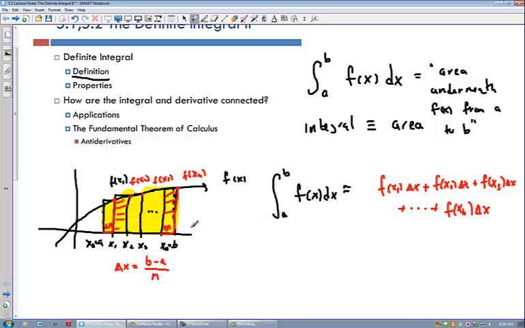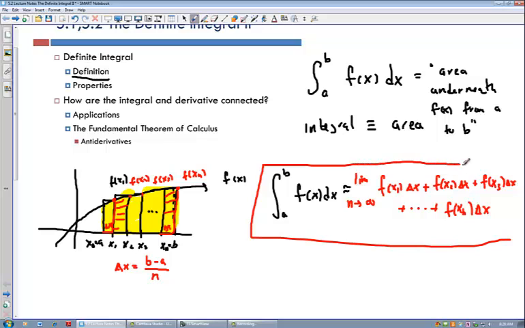Now this is just an approximation. As n gets larger and larger, you get a better approximation. If n is 100, that'll give you one estimate. If n is 1,000, that'll give you a better estimate of the area. If n is 1,000,000, that'll give you a better one. So what you can do is take the limit of this thing and let n get bigger and bigger, so you let n go to infinity. And this is the actual definition of the definite integral.